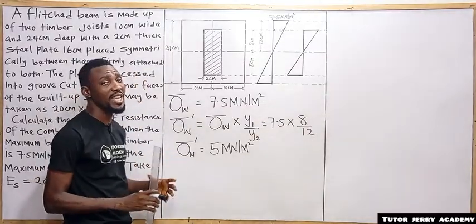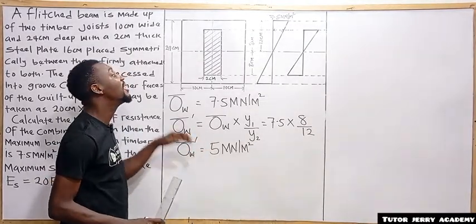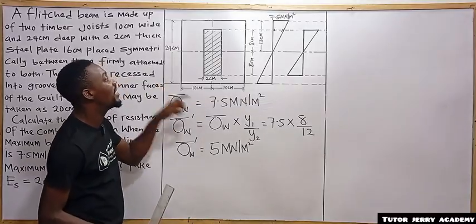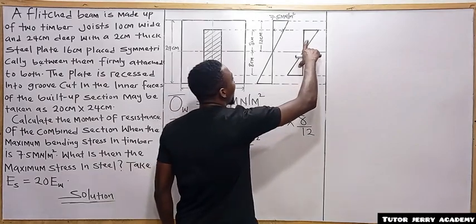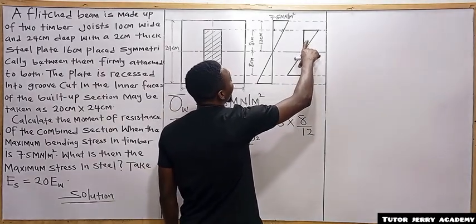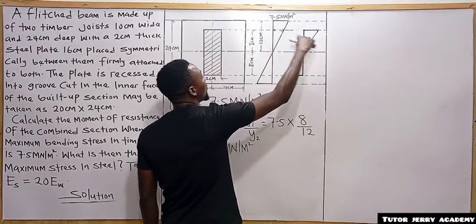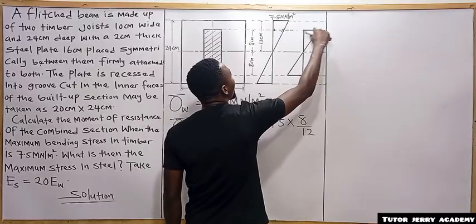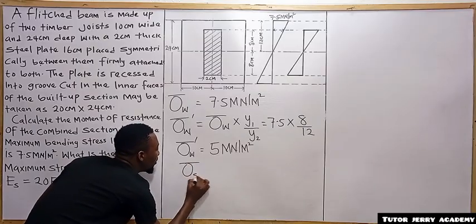So the next thing we are going to be calculating is the maximum stress in the steel at 8 centimeter from the neutral axis. You can see this is the stress distribution diagram for the steel, and from this point to this point is 8 centimeter. So we are going to find the maximum stress here. So we are going to denote that with this.